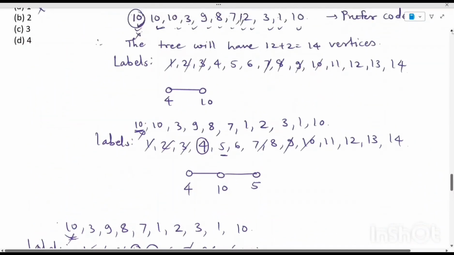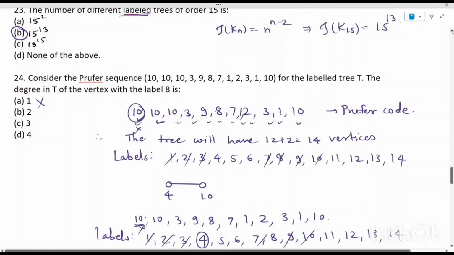Degree of vertex with label 8 is 2. So option B is the correct option.